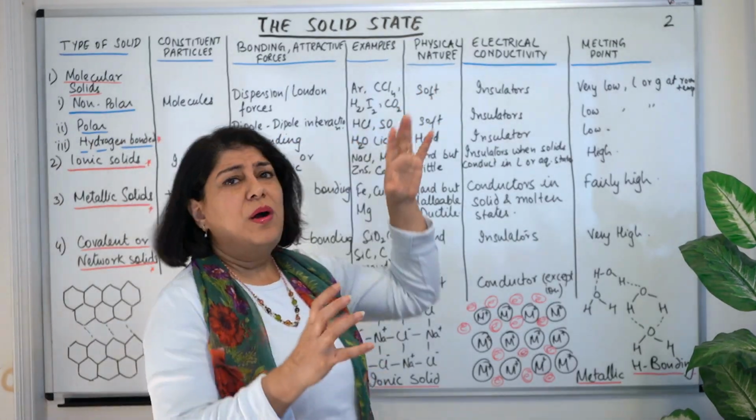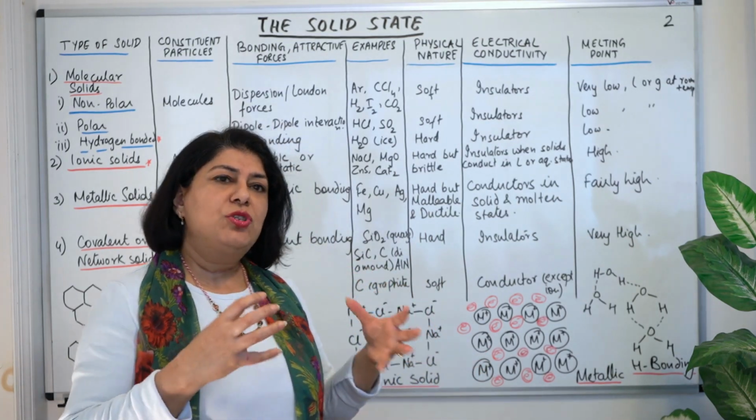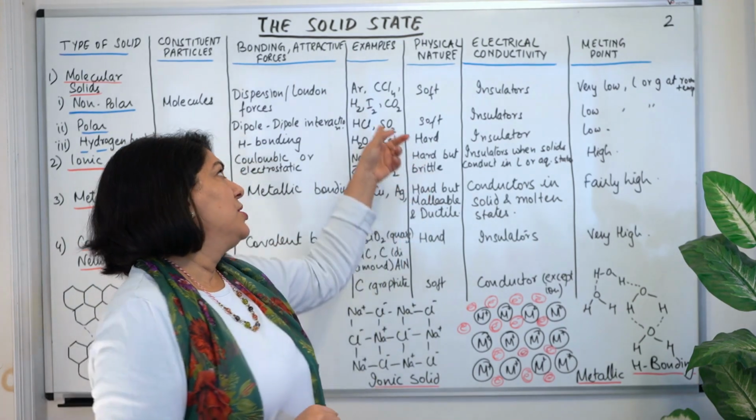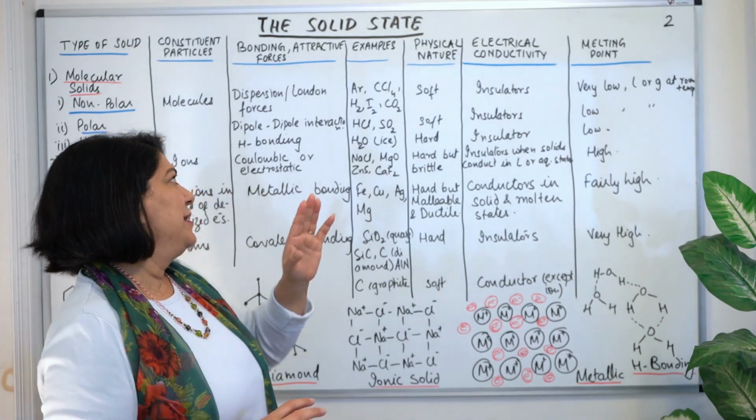They would be very soft solids. They wouldn't be hard, because the stronger the forces of attraction, the harder would be the solid. And since the forces of attraction are the weakest, these would be the softest solids.